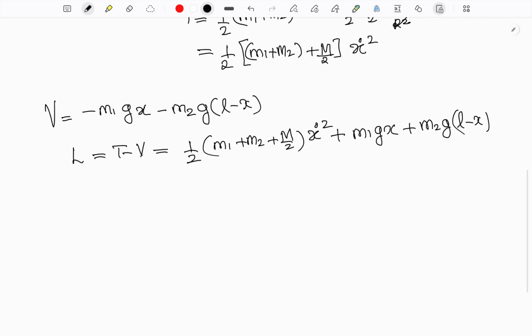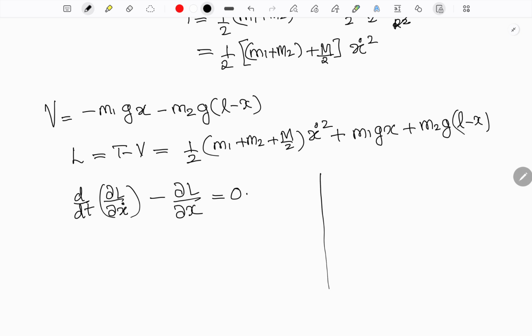Now to get the equation of motion of the system, we have to write the Lagrange's equation. So that is d by dt of dou L by dou x dot minus dou L by dou x is equal to 0. There will be only one equation of motion because there is only one generalized coordinate. So let us find each term and substitute in the equation.